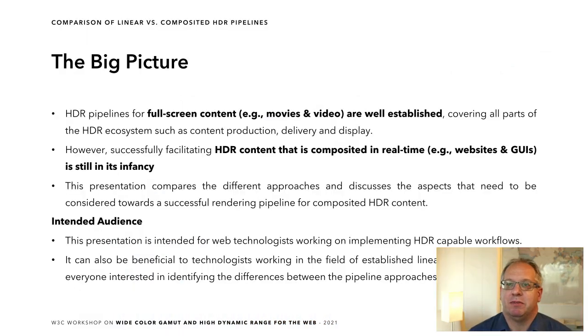Let me give you quickly a big picture over this presentation. HDR pipelines for full screen content, which typically refer to movie and video, are well established. These HDR pipelines cover all relevant parts of an HDR-capable ecosystem, such as content production, delivery, and display. However, successfully facilitating HDR content that is composited in real time, as is the case with websites or graphical user interfaces, is still in its infancy. With this presentation, I'm comparing the differences that one is likely to encounter between the two pipeline approaches and discussing the aspects that need to be considered in order to establish a successful rendering pipeline for composited HDR content.